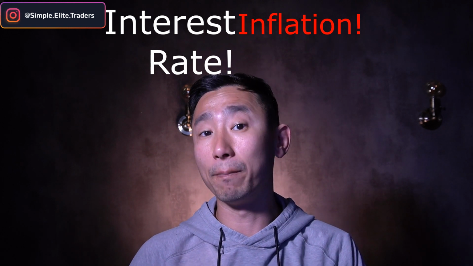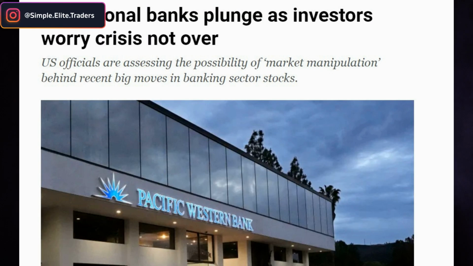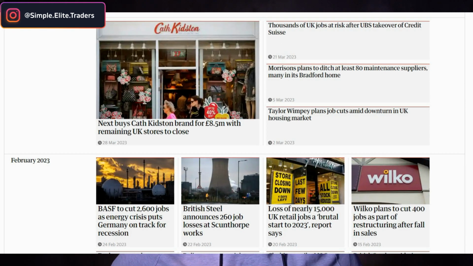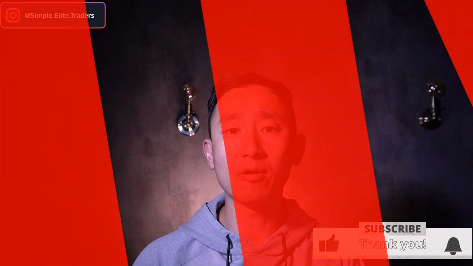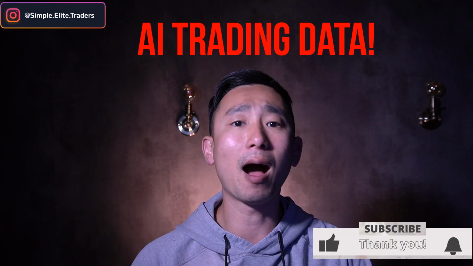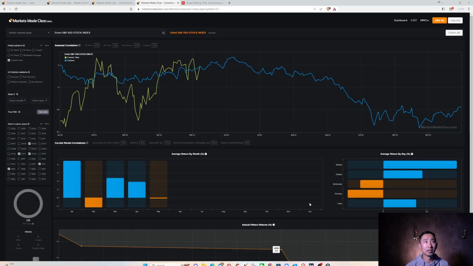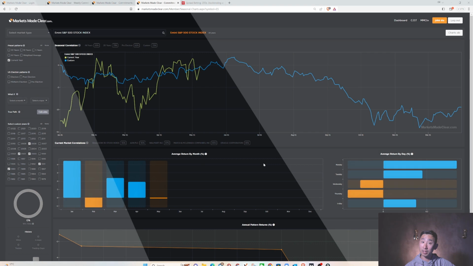We are seeing a lot of regional banks in the US suffering, having trouble. If you live in the UK, you have probably heard quite a lot of major companies are cutting staff. So we are seeing this happen. But when is it likely to happen and how long is it likely to take to come to an end? Let me introduce you to some very powerful data. It's an AI seasonal data that I use. Let me get right into it. Right, this is my good friend's platform, marketmakeclear.com.